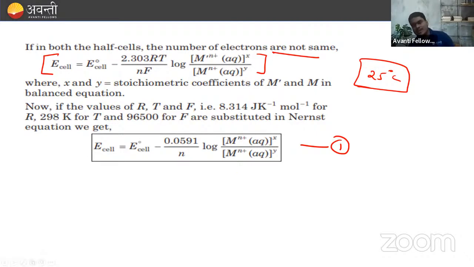Is it clear to everyone, or is anyone having any kind of doubt till now? You want to ask anything? How will you derive the Nernst equation? You just need to remember the formula, what is the formula for the Nernst equation? Tell me quickly, explain fast. Clear? Let's go.